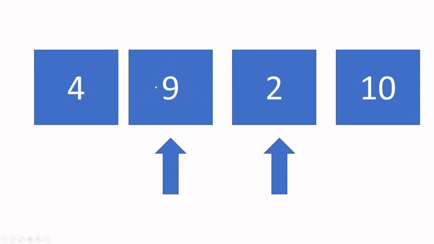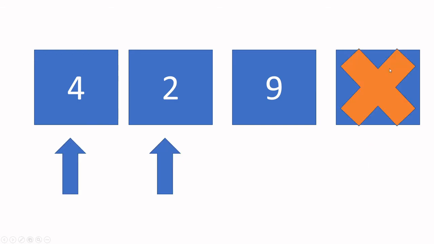Now it will check if the 9 is greater than the 2. Yes, it is. Now we swap the 9 with the 2. Now it will check if the 9 is greater than the 1. No, it isn't, so we don't swap it. Now that we reach the end of the array, we don't care about the end anymore, because we can clearly say that the last number of the array is the biggest number. So we don't need to look at it anymore, so we save some performance in this algorithm.